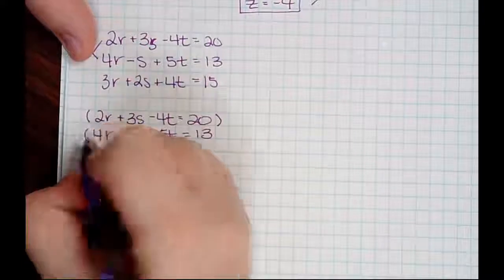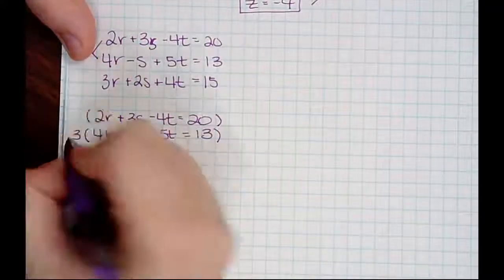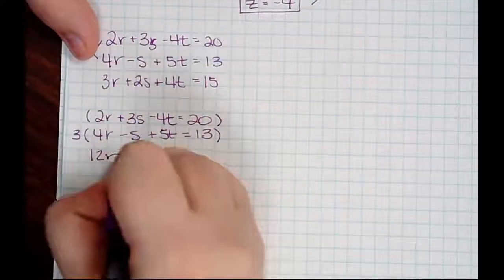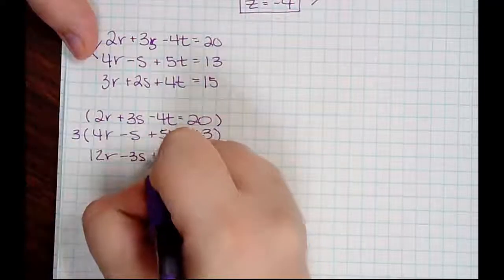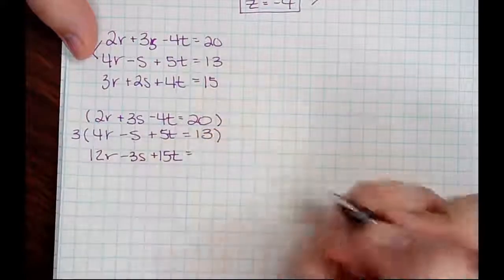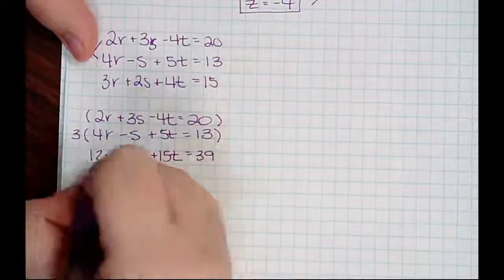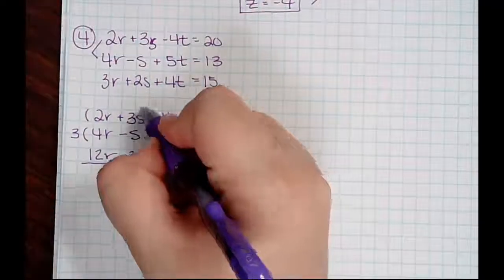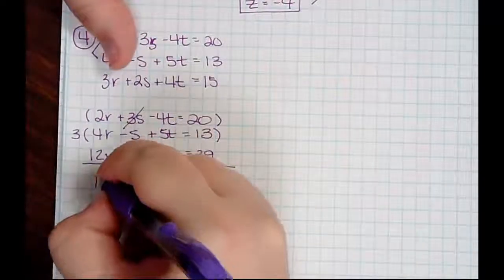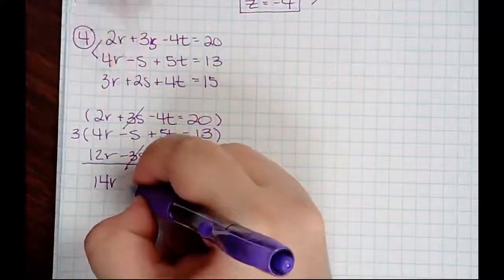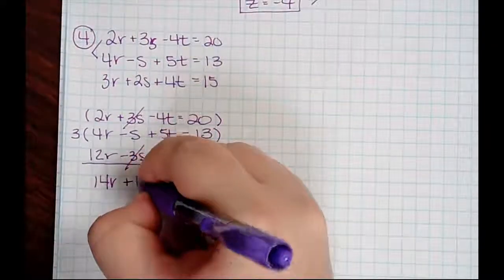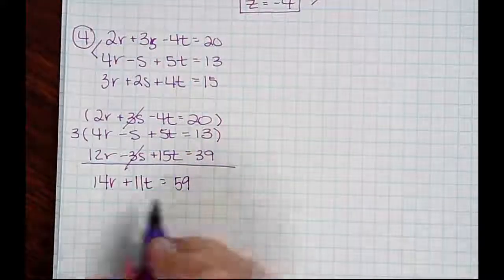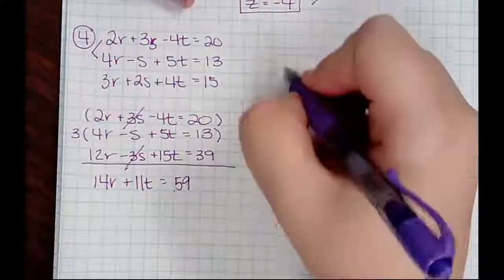So we have the top one, we're leaving that alone, and then we got 12r minus 3s plus 15t equals 39. Now we can add them down, because now I see that my s's cancel. I get 14r plus 11t equals 59. Now that I have an equation with two variables, I'm just going to set it aside. I don't need it for the moment, so let's bring that back up here. That's one of my first equations.